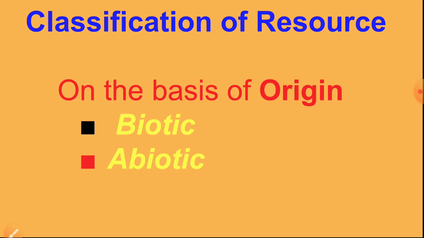So first thing, classification of resources on the basis of origin. Biotic. It is very simple, any living component that affects another organism, for example plants, animals, fungi, bacteria, known as biotic resources. Second, abiotic, non-living things like water, air, soil, sunlight and minerals. And what a coincidence, all biotic needs abiotic for living.